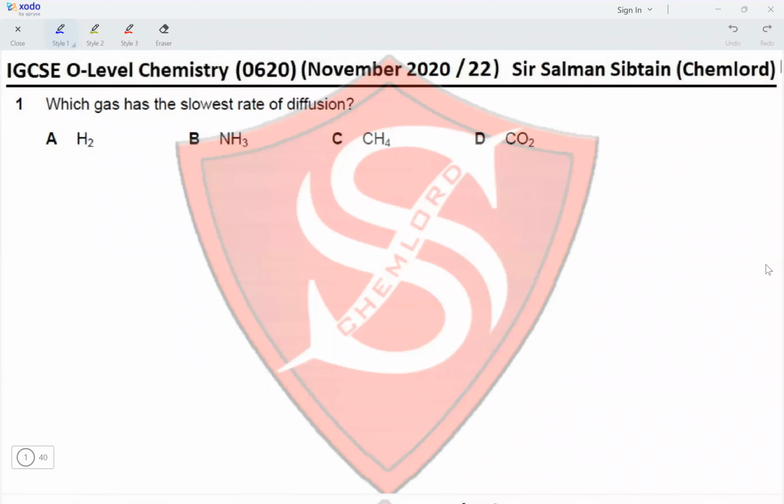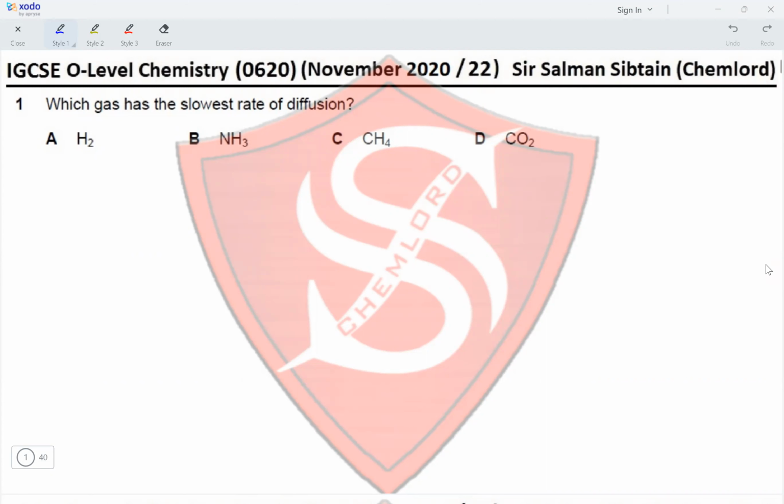Hi guys, this is IGCSE O-Level Chemistry Paper 22, November 2020, question 1. Which gas has the slowest rate of diffusion? Since only the formulas of the gases are given, the rate of diffusion would depend on their Mr. The greater the Mr value, the slower the rate of diffusion. The lower the Mr value, the faster the rate of diffusion.